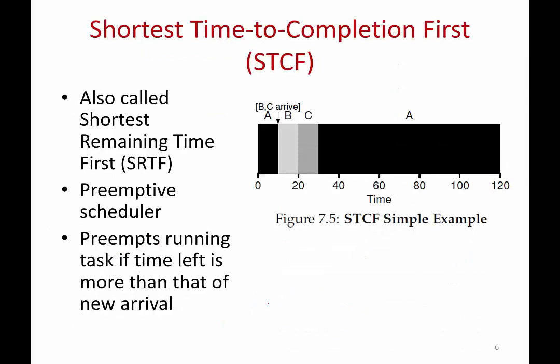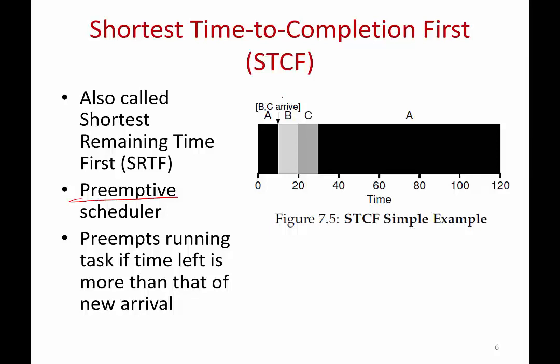So the next logical path to go is a preemptive version of shortest job first. This is called the shortest time to completion first or shortest remaining time first. So this is again straightforward. It is simply a preemptive version of shortest job first.